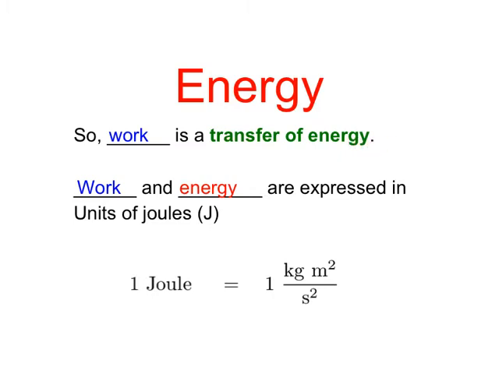Work and energy are expressed in units of joules. Just like we had units meter, liter, gram, you now need to learn that work and energy use joules. So 1 joule equals 1 kilogram meter squared divided by seconds squared. And the way I remember that work and energy are in the units of joules is I think I go to work and use up a lot of energy, so I go to the store and buy joules.